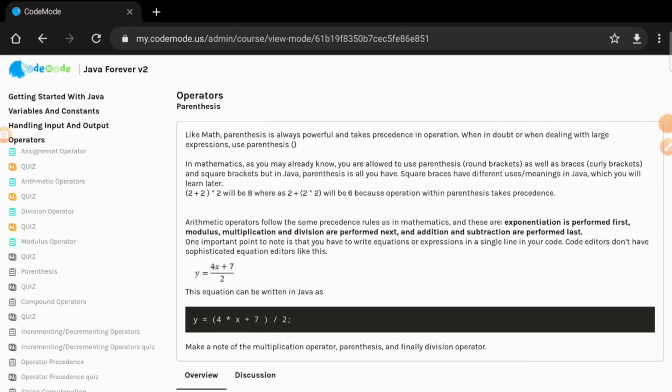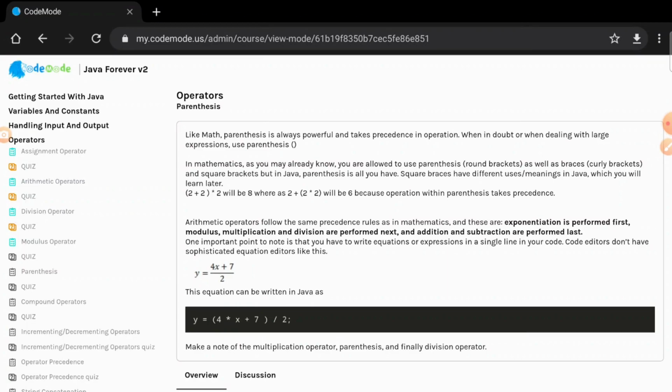Currently we are learning operators, and in today's class we will be learning about parenthesis. Parenthesis, like in math, is pretty useful for mathematical operations. It is no different than what we have already learned in math or algebra.